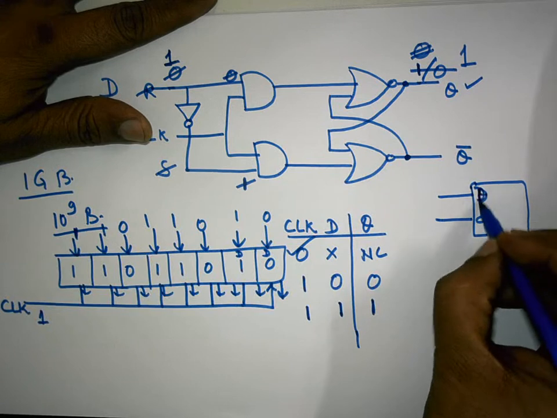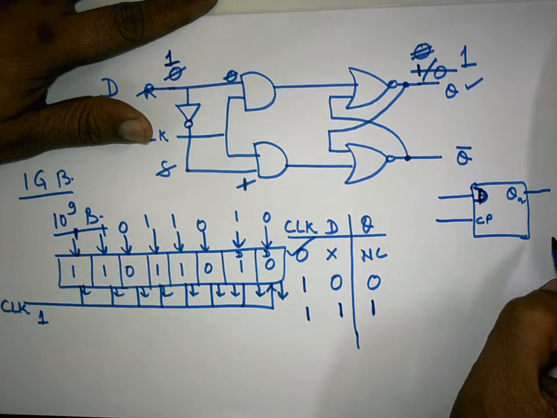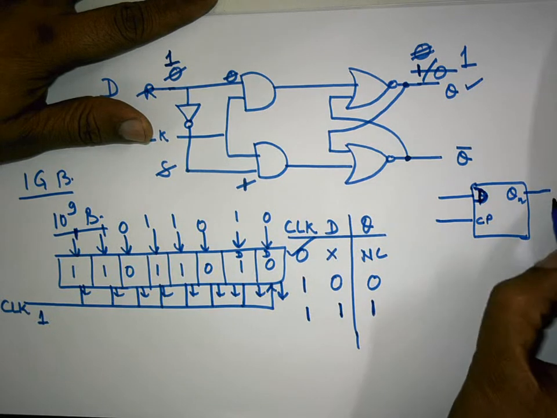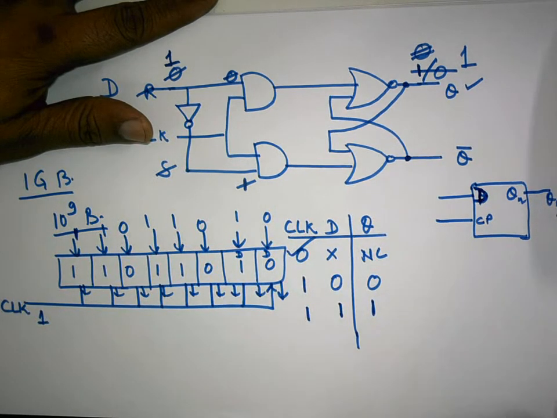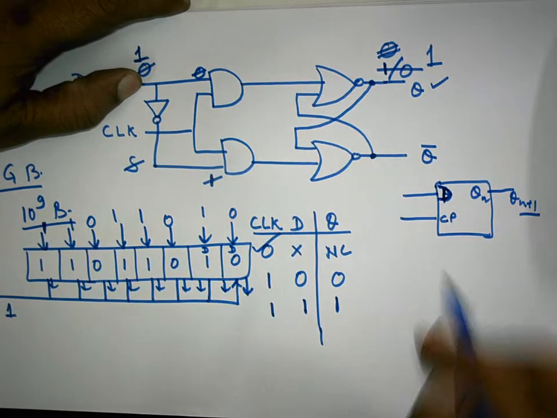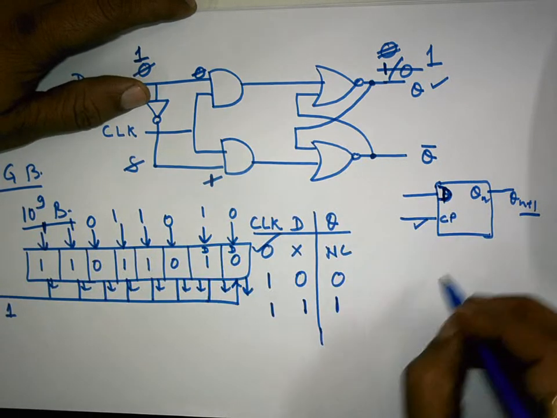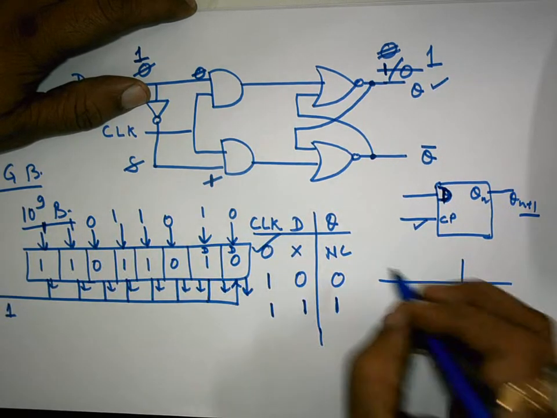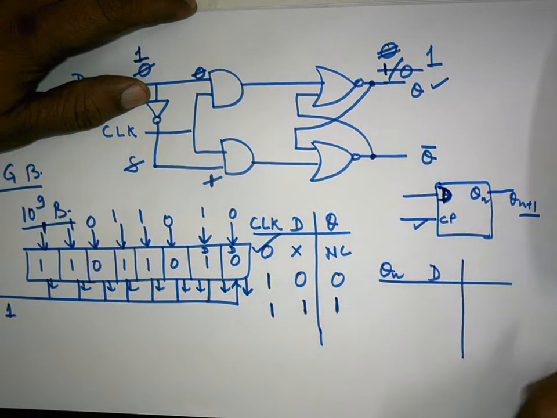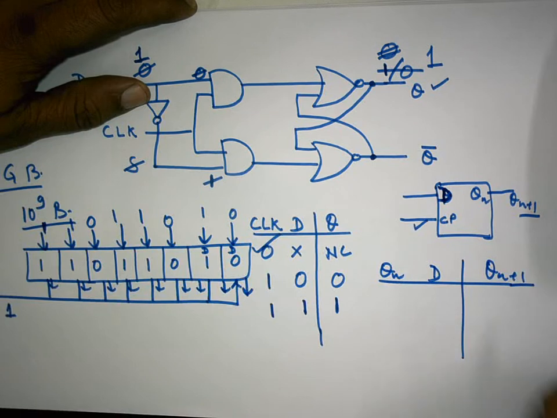D is the input and Qn is also an input, and Qn plus 1 is the next state that we will observe after the application of this clock. This clock is not an input, this is a control input. Okay. So what inputs do we have? We have basically Qn and D, and what output we are observing is Qn plus 1.